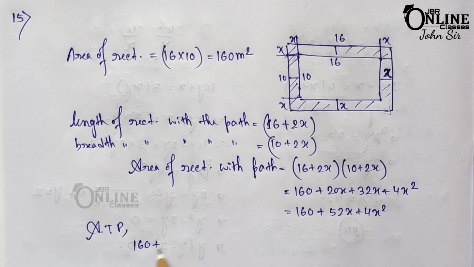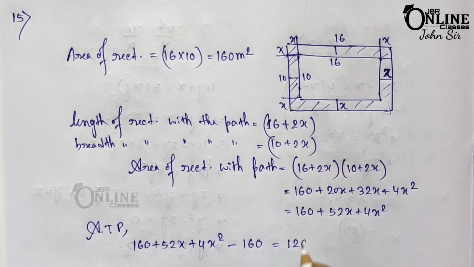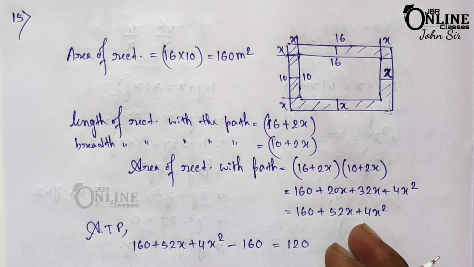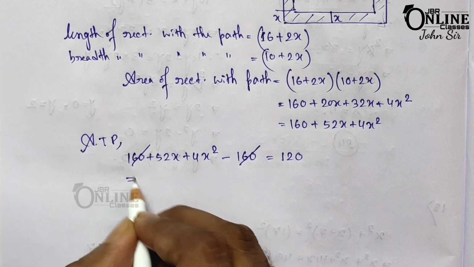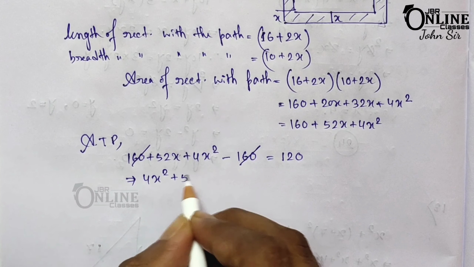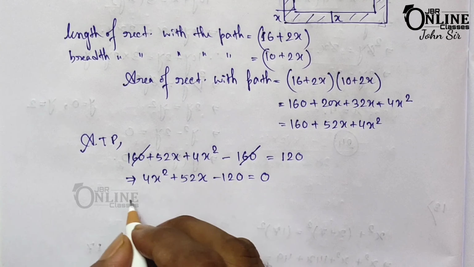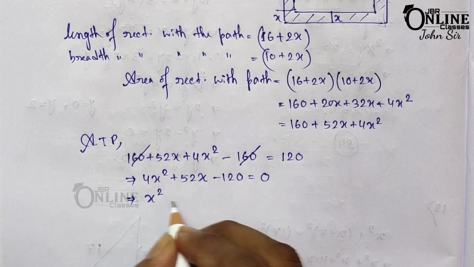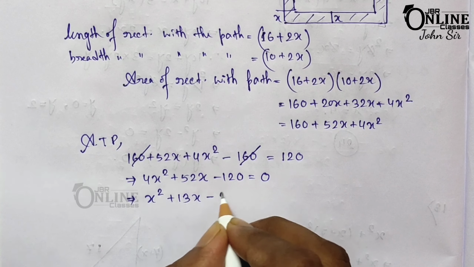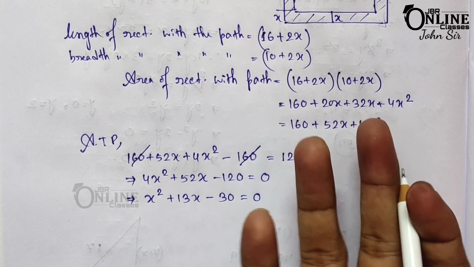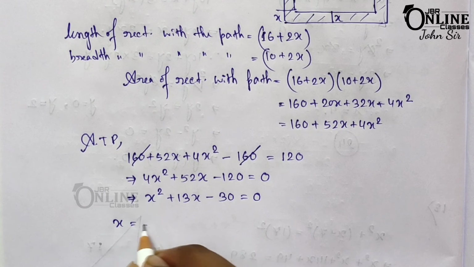So here 160 plus 52x plus 4x square minus 160 equals 120, which is the area of the given walk. So 160 cancels out. 4x square plus 52x minus 120 equals 0. If you divide it by 4, x square plus 13x minus 30 equals 0. So now you can apply Sridharacharya formula. It's very easy to find out the value of x.